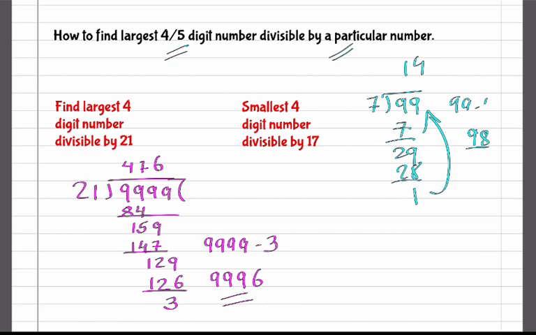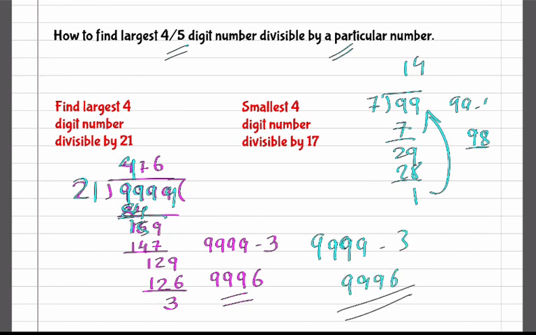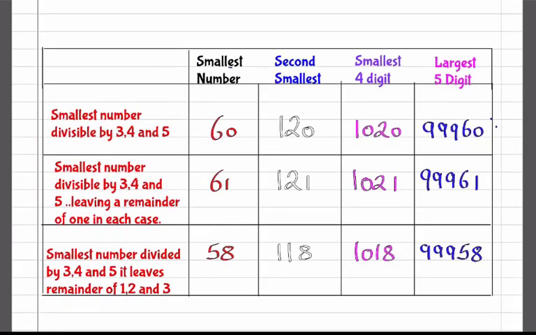Similarly, if I ask you the largest 4 digit number divisible by 21, you write 21 here, you write the largest 4 digit number here, you solve it, 4s are 84, you get the remainder, you keep on solving it, you get the final remainder as 3. Now subtract: 9999 minus 3 will be what? 9996. The largest 4 digit number that is divisible by 21. So that is again one thing that you should go through.